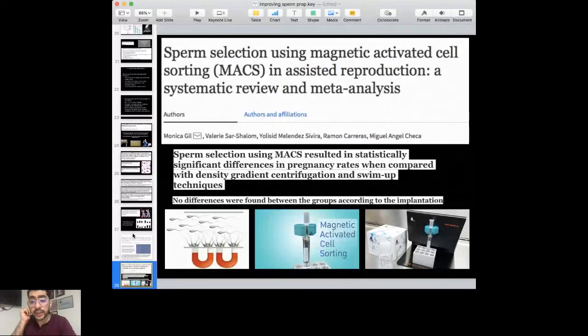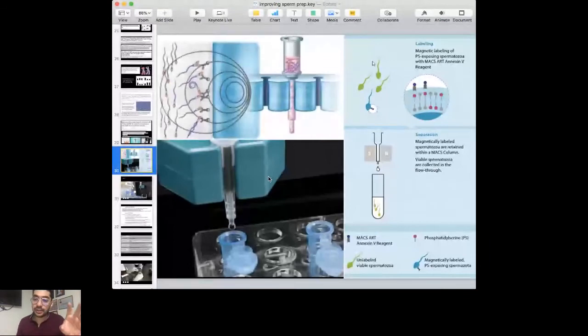So now coming to the newer techniques which are now available in the market for sperm preparation. The first one is MACS. MACS basically stands for magnetic activated cell sorting. The general principle of MACS is that you label the spermatozoa using phosphatidylserine and annexin 5, or annexin V, right? And this annexin V is a marker for apoptosis, or it has an affinity for the FAS receptor. So the magnetic beads which are in the reagent or in the kit have that receptor in them. So all of these sperms which are apoptotic stick to the magnetic bead, right?